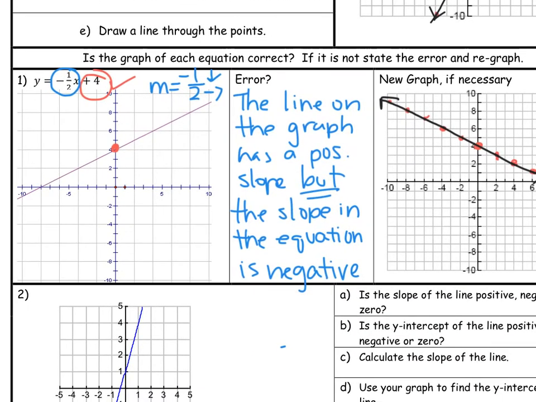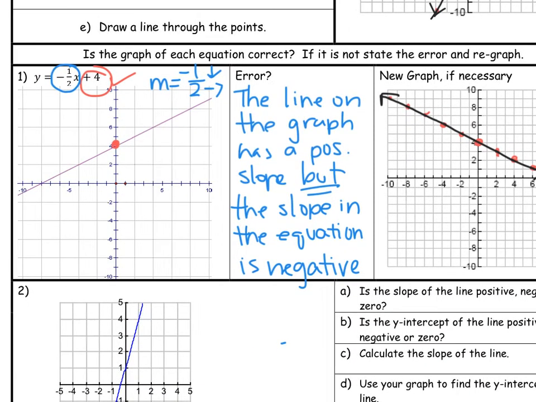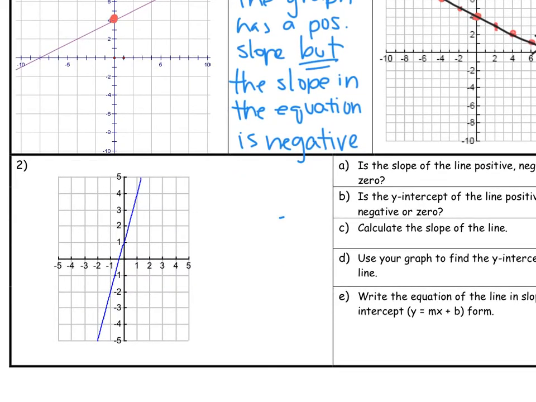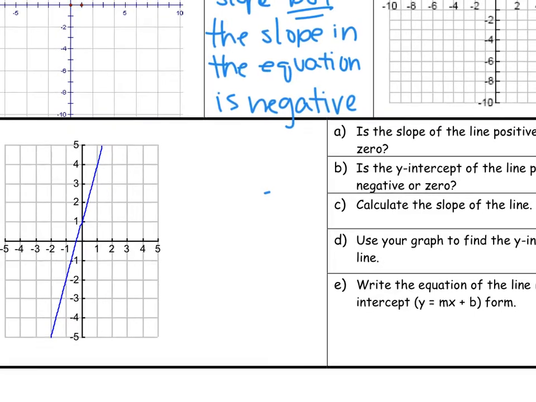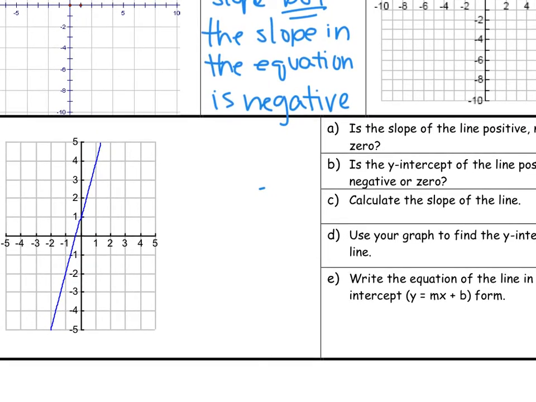Okay, so far we've taken the equation and we've graphed the line. In this last example too, we have the line. Now we need the equation. So we're going to look at this example. And question A is asking, is the slope of the line positive, negative, or 0? So again, we look at the slope from left to right. It's going uphill. It's increasing. It's positive. So that means the slope of the line is positive.